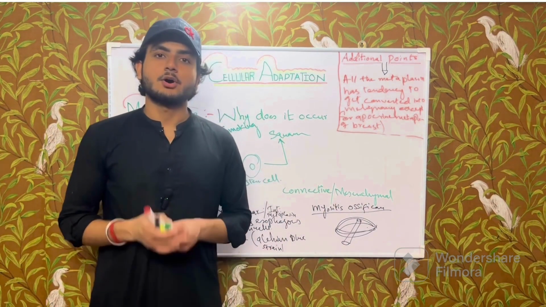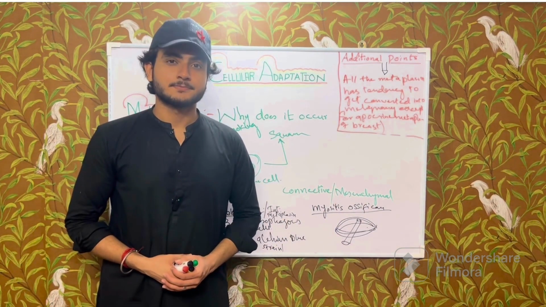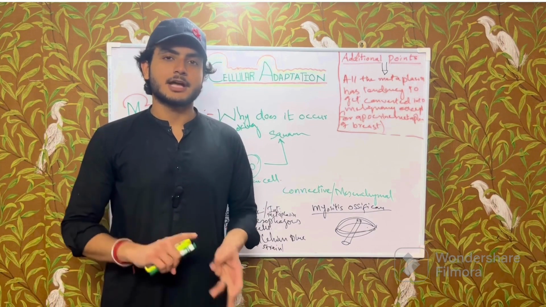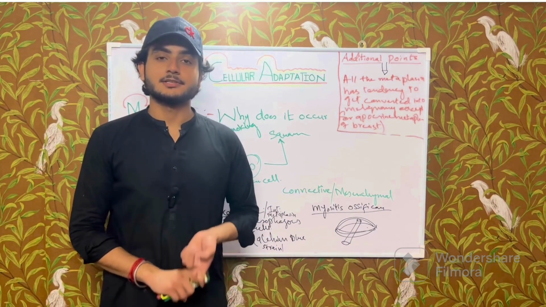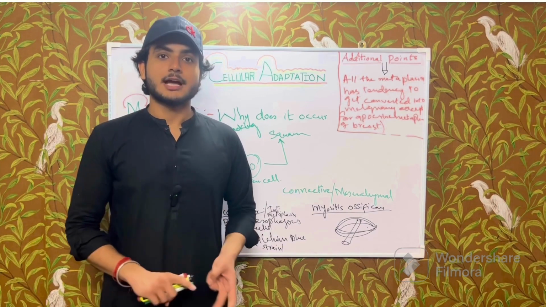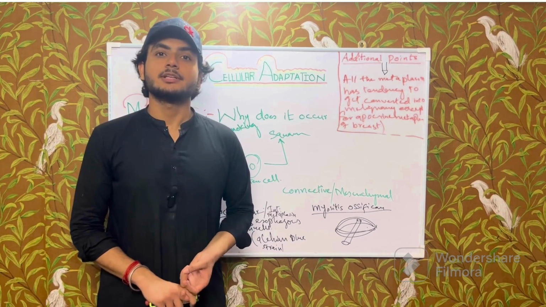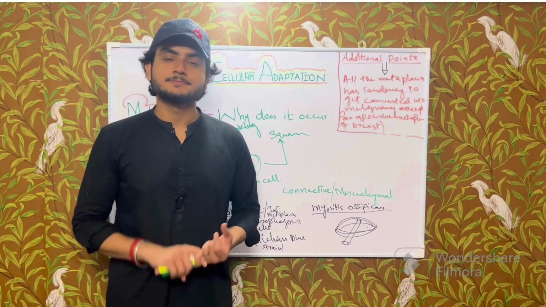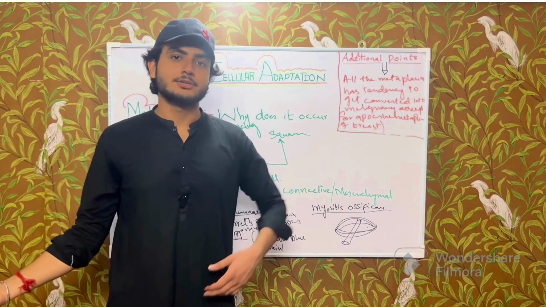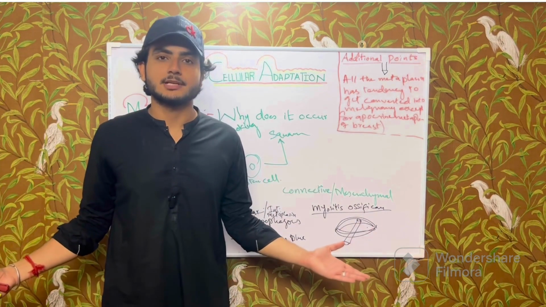We have studied all the types of cellular adaptations, which are atrophy, hypertrophy, hyperplasia, and metaplasia. Atrophy means decrease in both cellular number and cellular size. Hypertrophy means increase in cellular size only. Hyperplasia means increase in cellular number only. And metaplasia means the conversion of one type of mature cell into another type due to stem cell reprogramming.